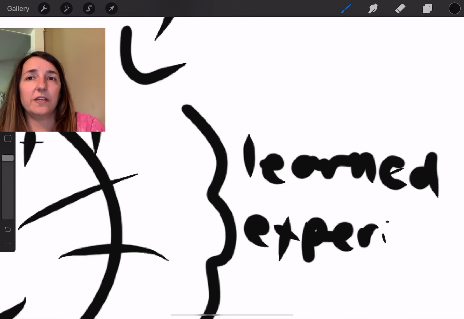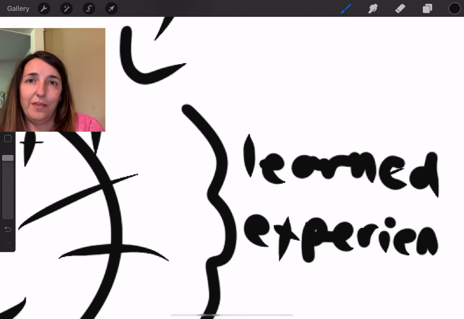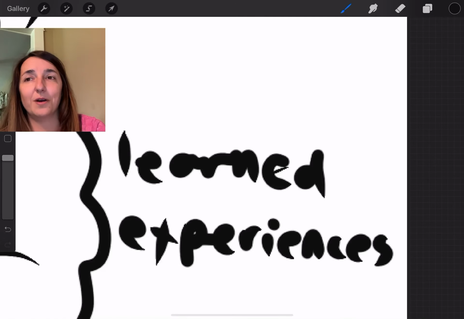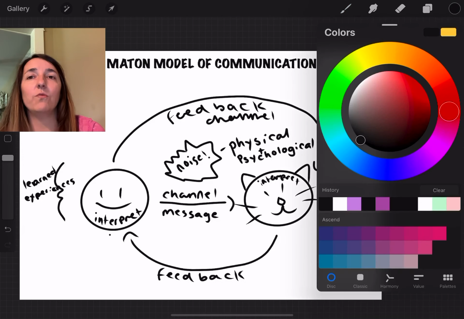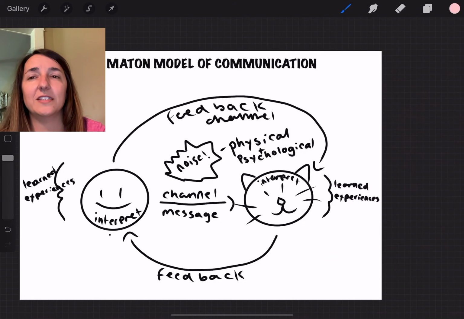Interpretation and learned experiences are the focus of communication within the Maton communication model. It includes decoding and interpreting the information and how and what is influenced by one's personal experiences.